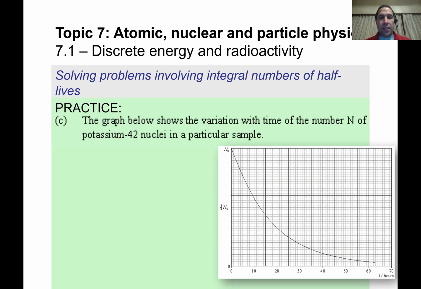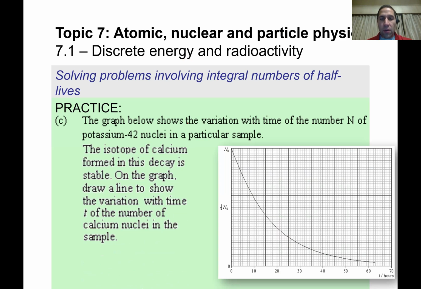Okay, and then finally, this is a graphical one. The graph below shows the variation with time of the number of potassium-42 nuclei in a particular sample. Now, potassium-42 decays into calcium. And it wants you to draw a line on the graph to show the variation with time of the number of calcium nuclei in the sample. So go ahead and pause this video and see if you can talk through what that would look like on the graph.